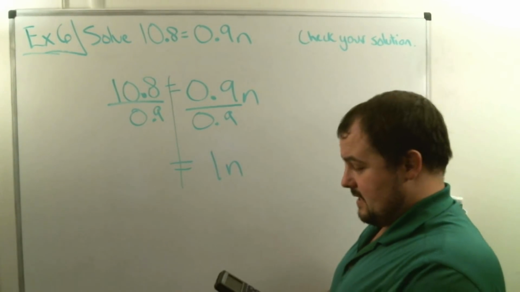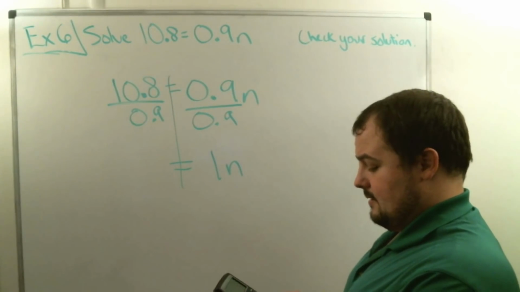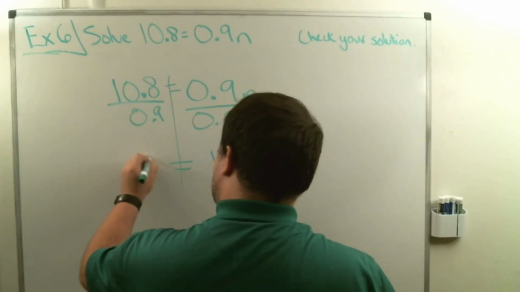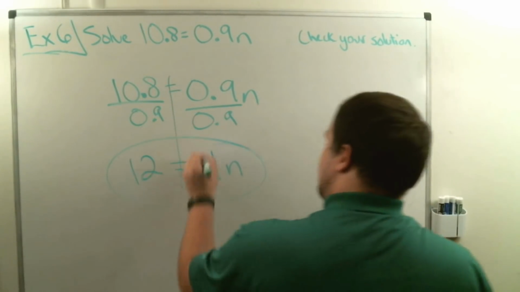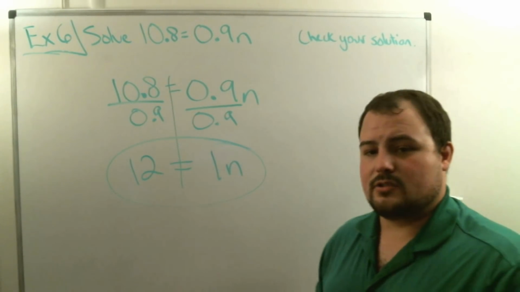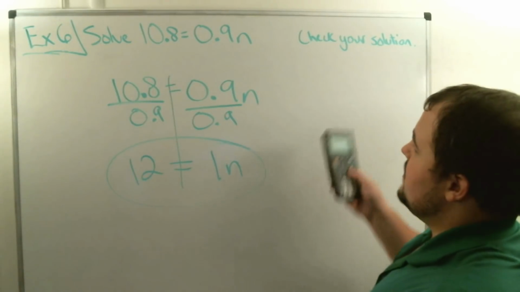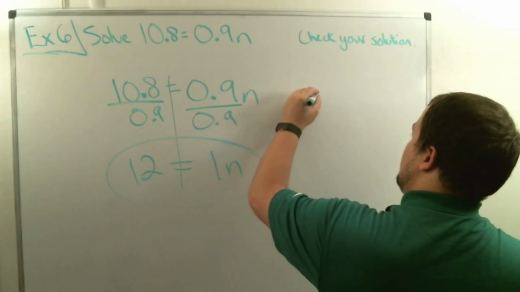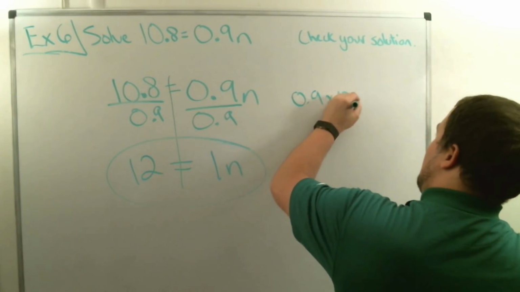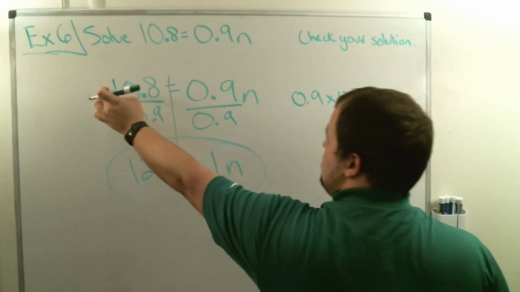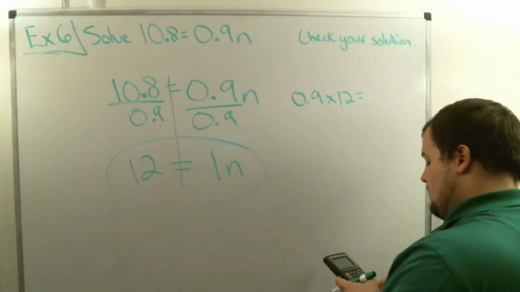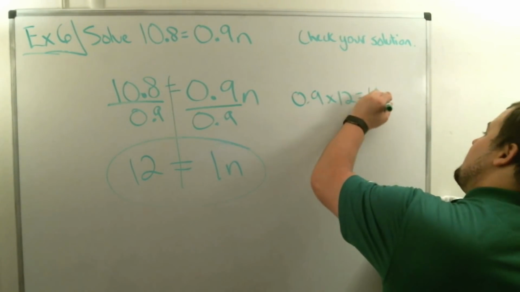I'm going to go ahead and type that in the calculator. 10.8 divided by 0.9, I get 12. So my variable n is equal to 12, and that's my solution to this problem. Now it says check our answer. So to check it, we're going to type in our calculator 0.9 times 12, and if we are correct, our answer should be 10.8. 0.9 times 12, we get 10.8.